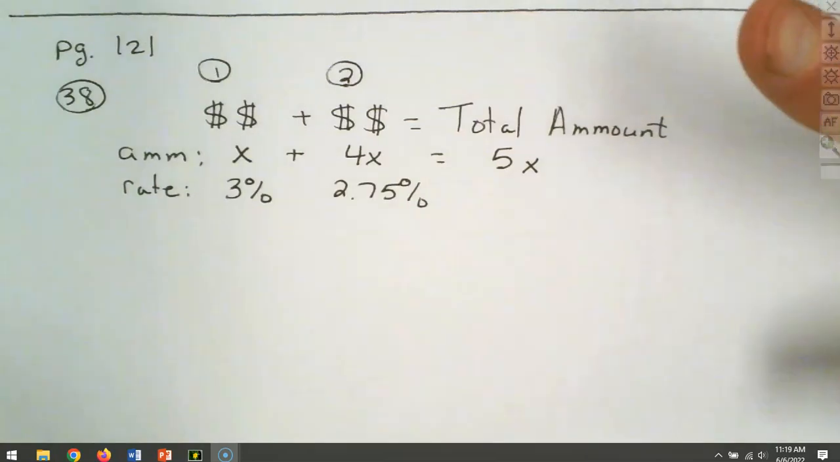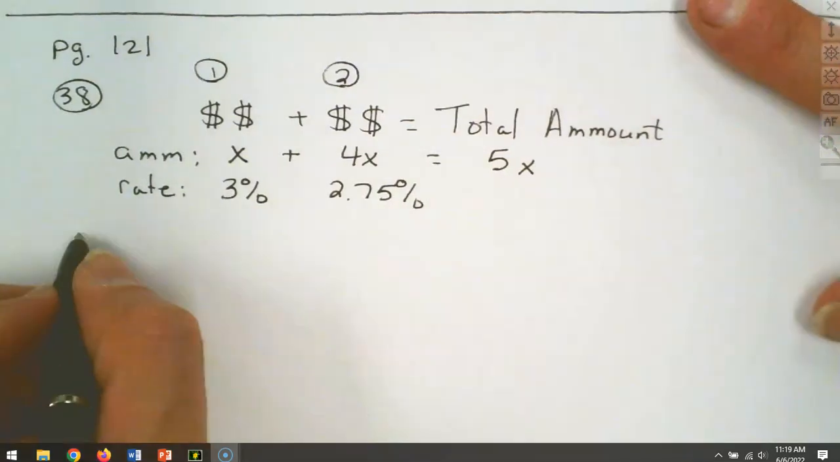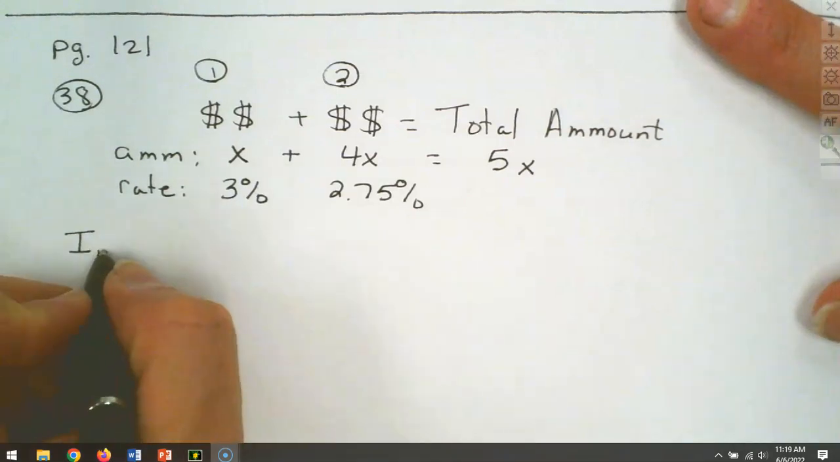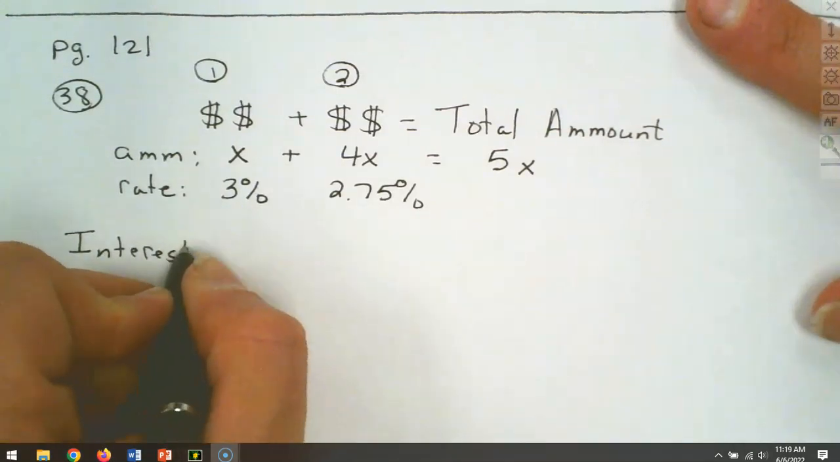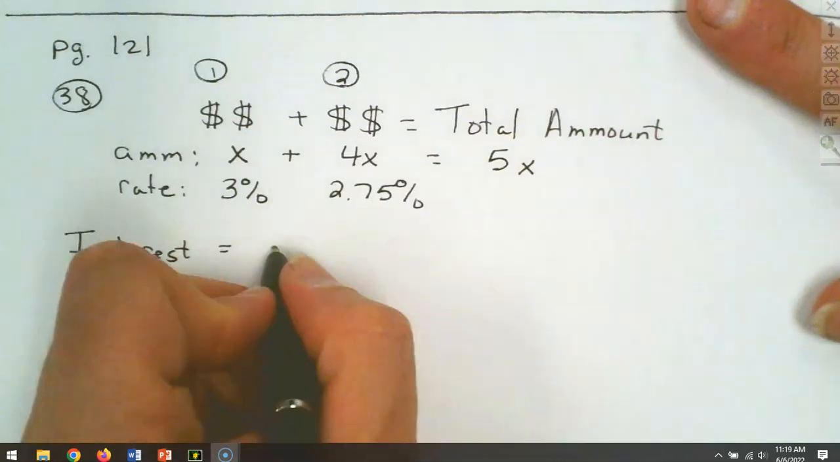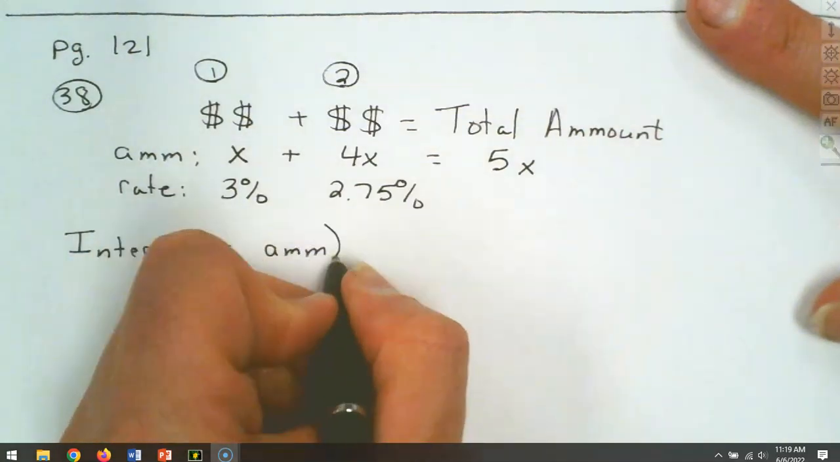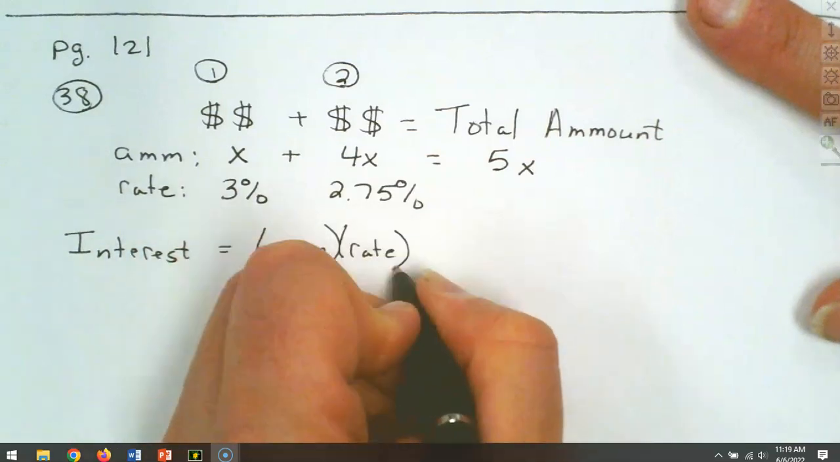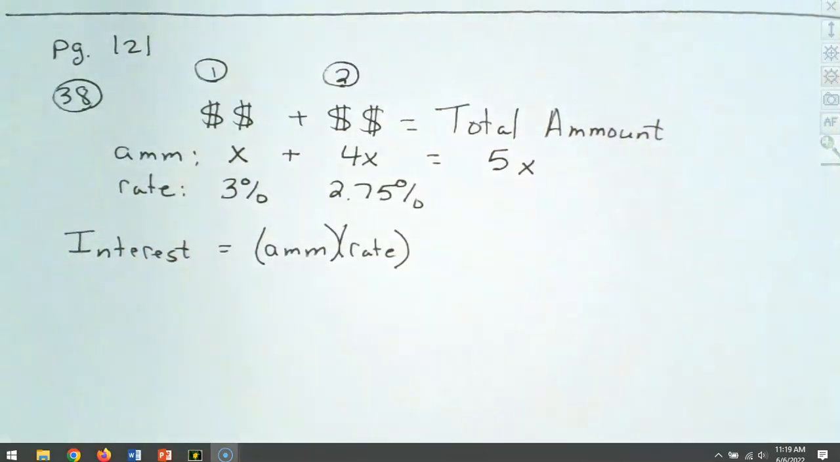When we build our equation, we look at the interest. So instead of the pure, we just change the wording to interest. And the interest is the amount times the percentage rate.